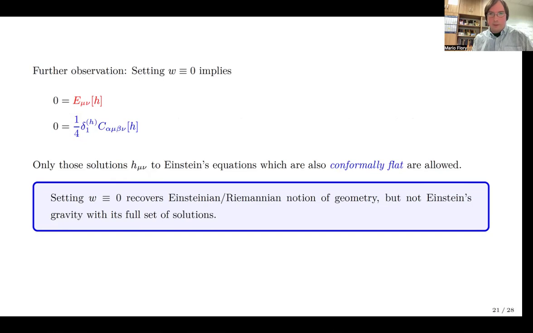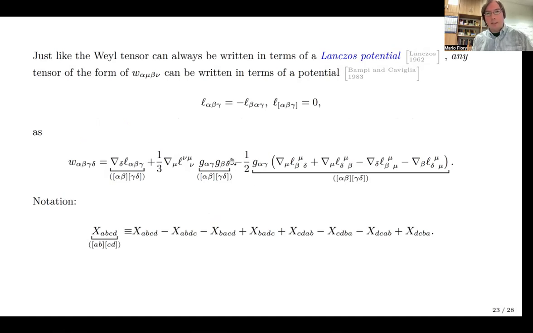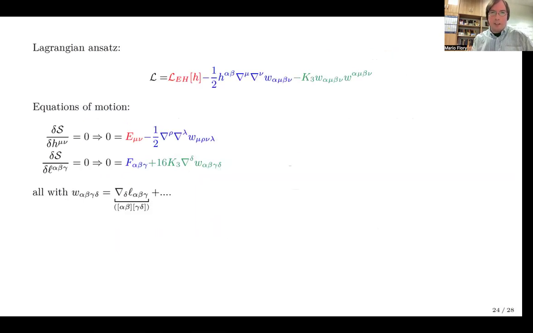So we tried to find a way around that conclusion. And one way to do that is by introducing so-called Lanczos potentials. As you may remember, the Weyl tensor can be written in terms of derivatives of a Lanczos potential. And in fact, it was shown that any tensor of this form can be written in terms of such a potential by its derivatives. This equation here is very involved, but we were able to handle it. And now we were able to write down an ansatz for a bulk Lagrangian of this form. So here we have this perturbative Einstein action. We have the same coupling term as before, and we have this term here.